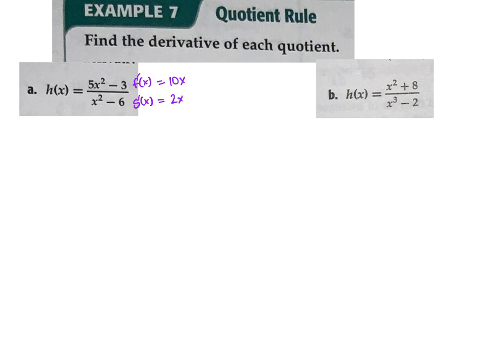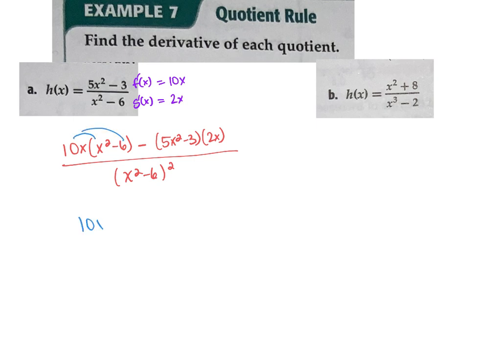So I would say the derivative of the top, that's 10x, times the bottom, x squared minus 6, minus the top, that's 5x squared minus 3, times the derivative of the bottom, that's 2x, all over the bottom squared, x squared minus 6 squared. So it's the same thing. Typically, you leave the denominator alone unless for some reason when you simplify the numerator, you can simplify it further. Like if there was an x squared minus 6 in the top somewhere, then you could simplify it. So other than that, you just distribute.